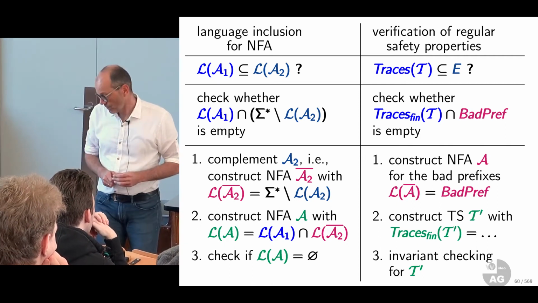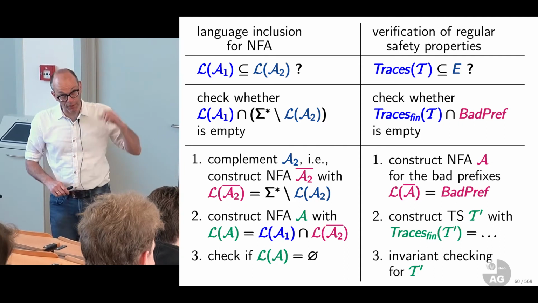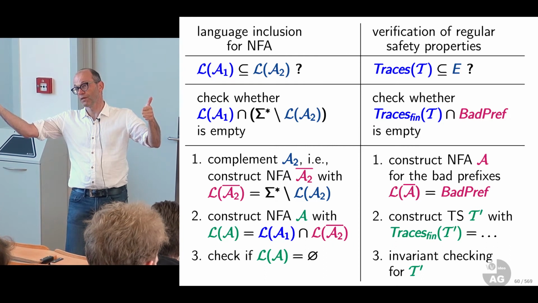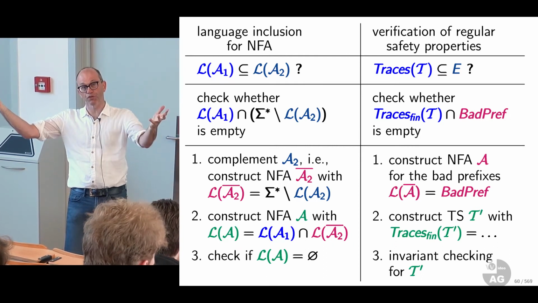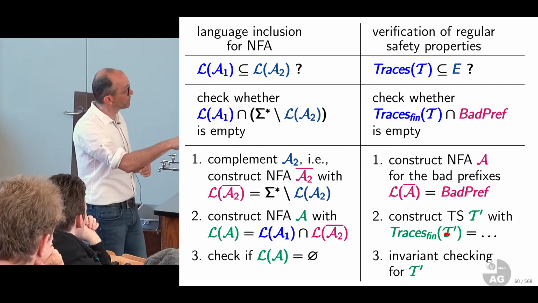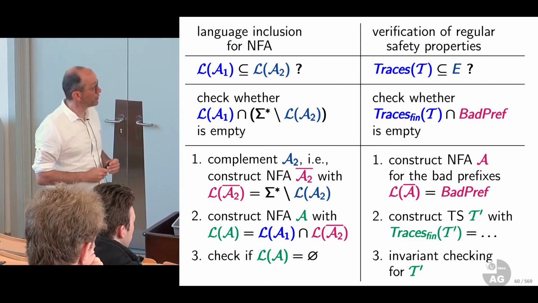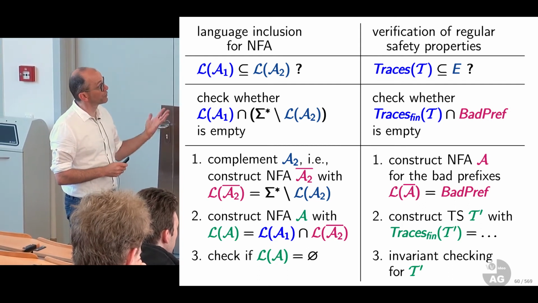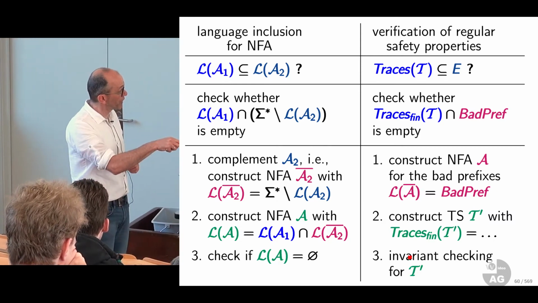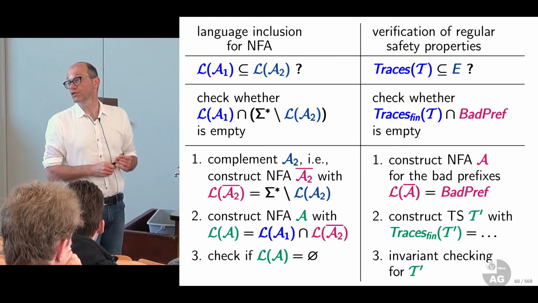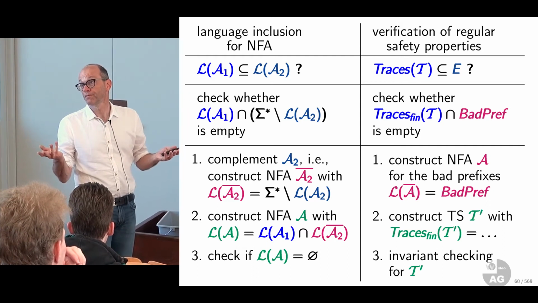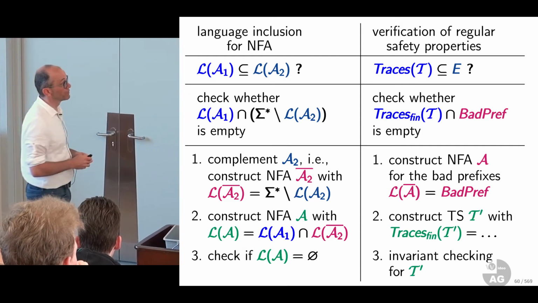Yeah. So what's the recipe? You give me a regular safety property. I give you an automaton for the bad prefixes. We're going to combine this automaton with the original finite transition system. This gives us a new transition system, T prime. And then I'm going to argue that in order to check whether my original transition system satisfies the regular safety property, it suffices to check an invariant on the new transition system. How can we check an invariant? Depth first search. No, that's something we have seen before.